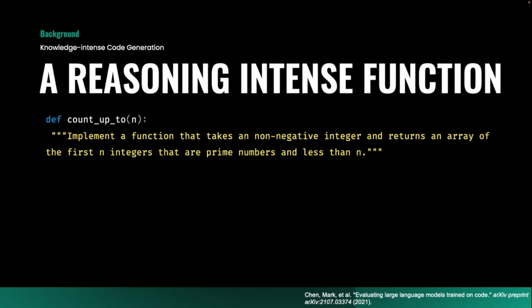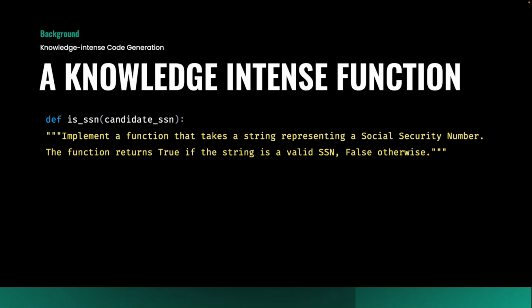Here we have two very concrete examples. One could be a reasoning intense function. This one is directly in HumanEval, which is the most famous benchmark. Count up to n. In this function, you have to implement this algorithm, and if you reason about it for some minutes, you can solve it. But something different is, for example, a knowledge intense function. I want a function that takes a string representing a social security number, and it returns true if the social security number is effectively an SSN or false otherwise. And here you can reason as much as you want, but if you don't know how an SSN is built, you will never give the correct answer.